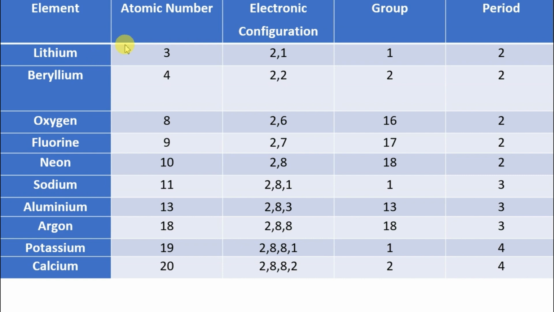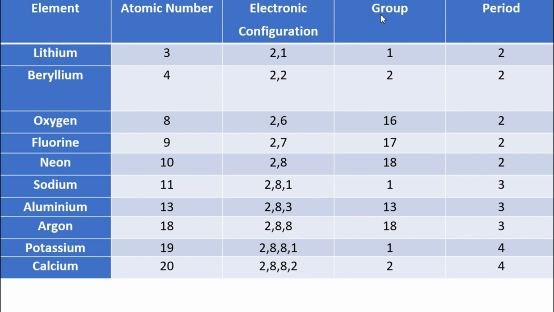Here we have a number of elements ranging from atomic number 3 to atomic number 20. The atomic number gives us the number of protons in the nucleus, and for a neutral atom, the number of protons always equals the number of electrons. Given the number of electrons, I can work out the electronic configuration. The innermost shell is always filled first, then the second shell away from the nucleus, then the third, until those shells are full. When the third shell is full, additional electrons go into the fourth shell.